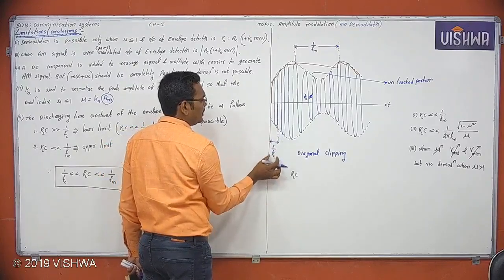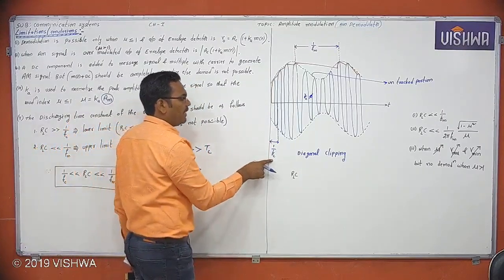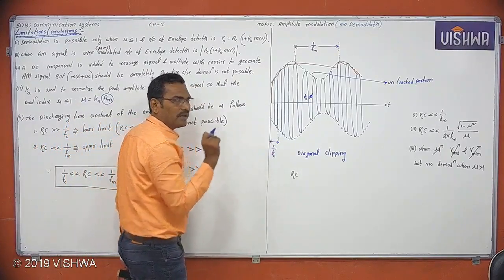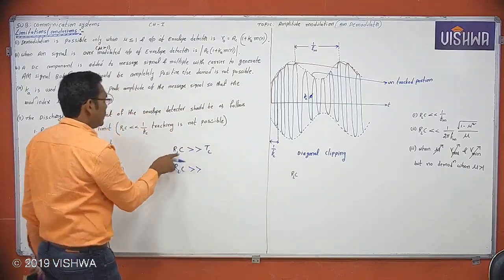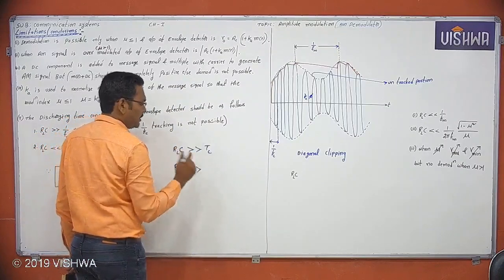What is this time period? It is nothing but 1 by FC. Generally, what is 1 by FC? Now FC is very high, so 1 by FC is very low. Therefore, this RL into C is very high compared with the charging time constant.